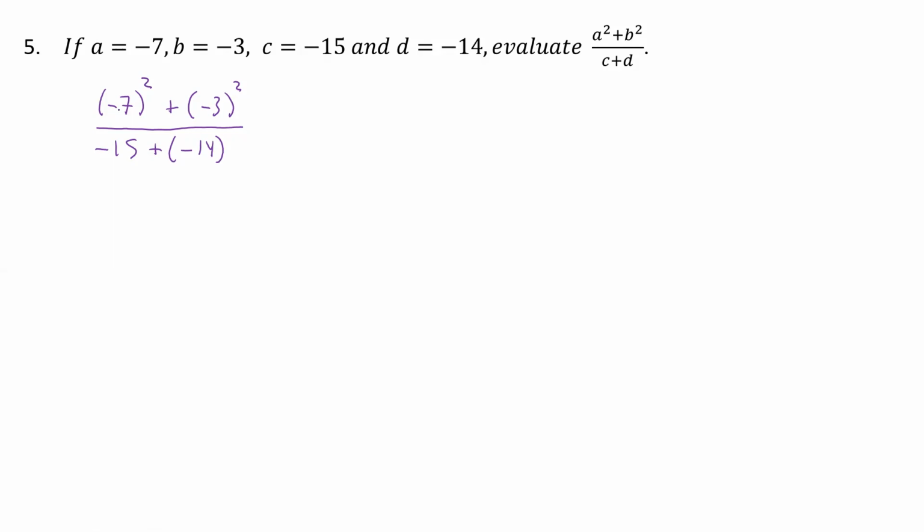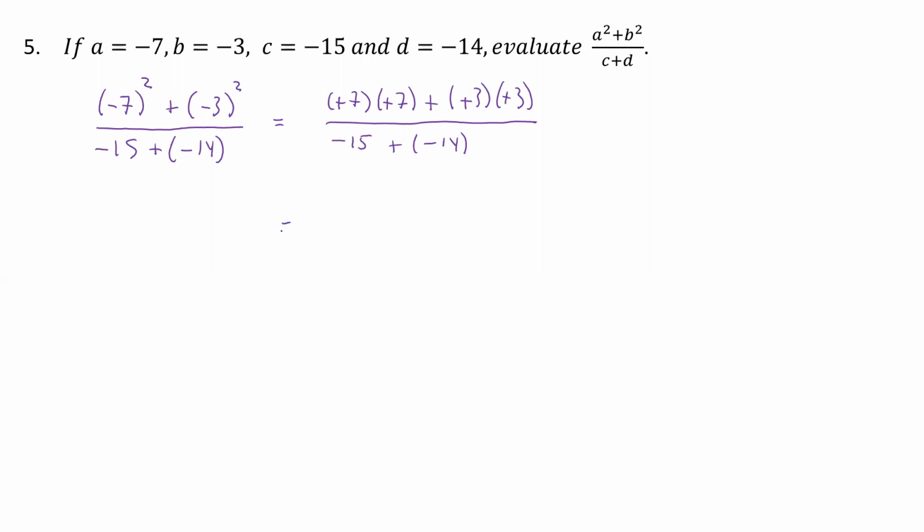Okay, so here we square the negative 7. So if we write this out, that's going to give us a negative 7 times a negative 7 plus a negative 3 times a negative 3 all over a negative 15 plus a negative 14. All right, so negative 7 times a negative 7. Well, guess what? A negative times a negative is positive. Here we have a negative times a negative, so that's positive.